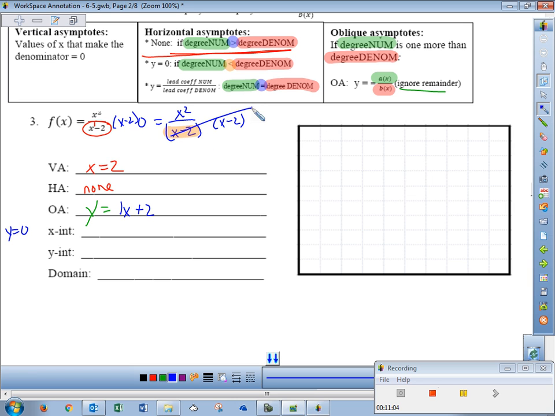Those cancel out, right? And what's 0 times anything? It's 0, right? So you're left with this: 0 equals x squared. Cool? That will happen to you every time.